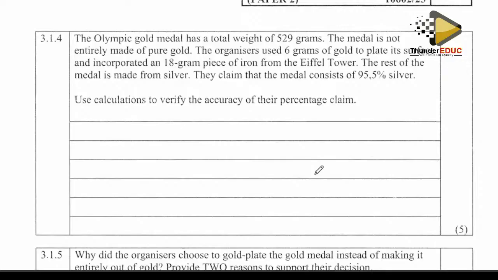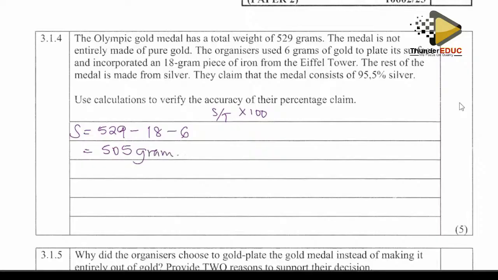The rest of the... get the total weight minus, why am I minus? I'm looking for the weight of silver because it's going to be the weight of silver over the total weight, times 100. So I'm looking for the weight of silver, which is going to be 529 minus 18 minus 6. They're all grams. So I believe I end up having 505, when you take 529 minus 24.